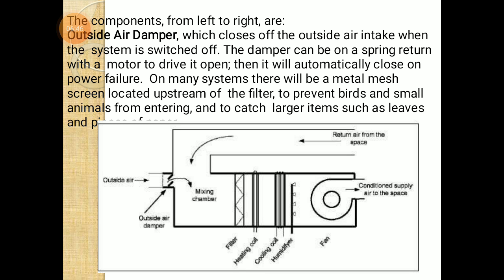So these are the typical components. Outside air damper, which closes off the outside air intake when the system is switched off. The damper can be open with a spring return and a motor to drive it open. Then it will automatically close on power failure. On many systems there will be a metal mesh screen located upstream of the filter to prevent birds and small animals from entering and to catch larger items.